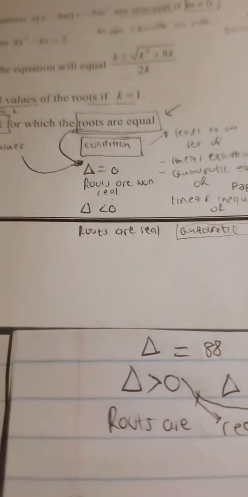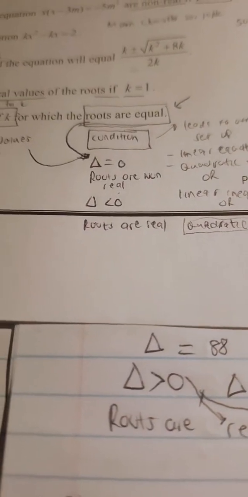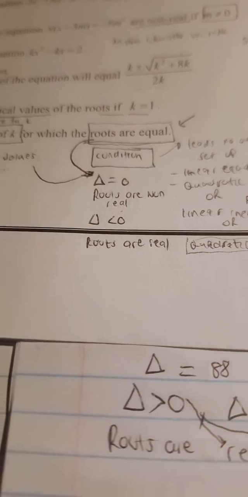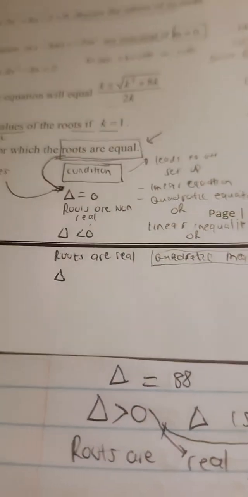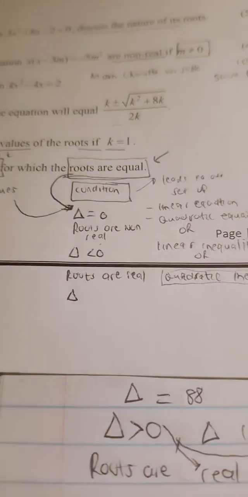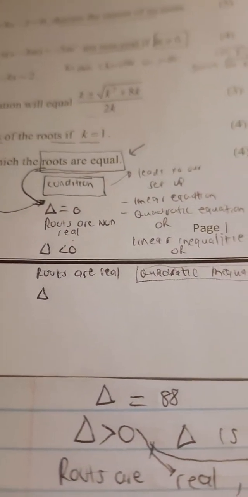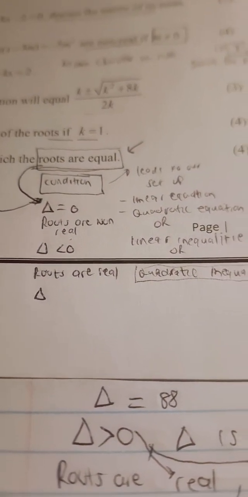Had they said roots are real, what would we have written? What does that mean about delta? I'm talking about setting the equation, guys, and you need to understand this language and interpret delta accordingly, so that you set up the equation correctly.